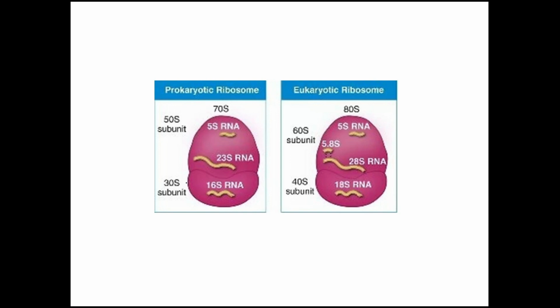Now you can see the comparative difference between the 80S and the 70S ribosomes. The 80S ribosome is composed of two subunits, a 60S larger subunit and a 40S smaller subunit, whereas the 70S is composed of a 50S larger subunit and a 30S smaller subunit.